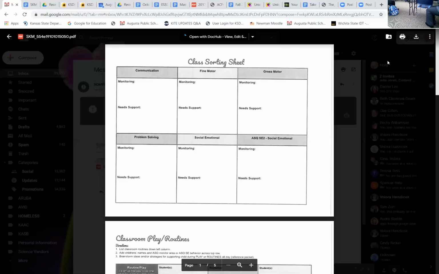On the right side, you have a class sorting sheet. And we're going to go ahead and fill that out today. And I'm also going to have you add kids onto this sheet that you think, because you've had them for 9 weeks, maybe aren't really doing as well in a category as they should be, so that we can give parents resources for those. We have a sorting sheet.